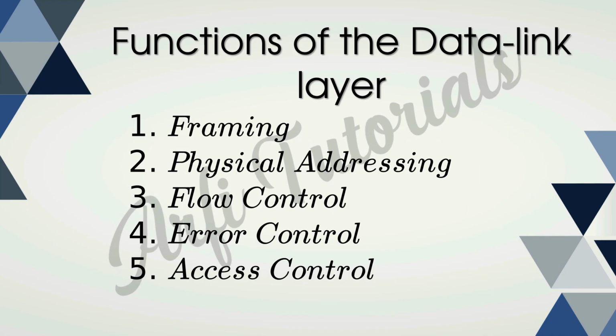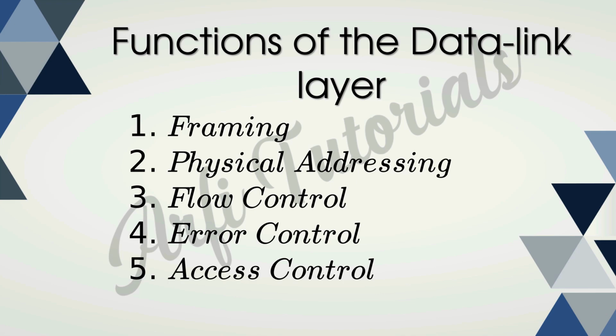Functions of the data link layer. Framing. The data link layer translates the physical raw bit stream into packets known as frames. The data link layer adds the header and the trailer to the frame. The header, which is added to the frame, contains the hardware destination and source address. Second, physical addressing. The data link layer adds a header to the frame that contains a destination address. The frame is transmitted to the destination address mentioned in the header.